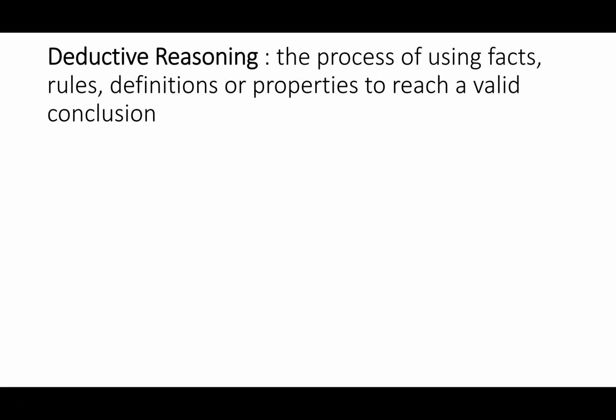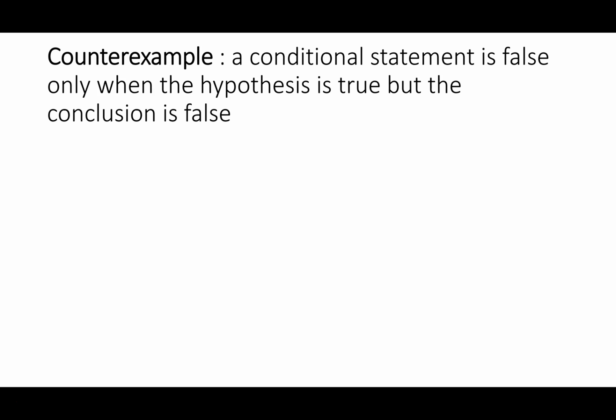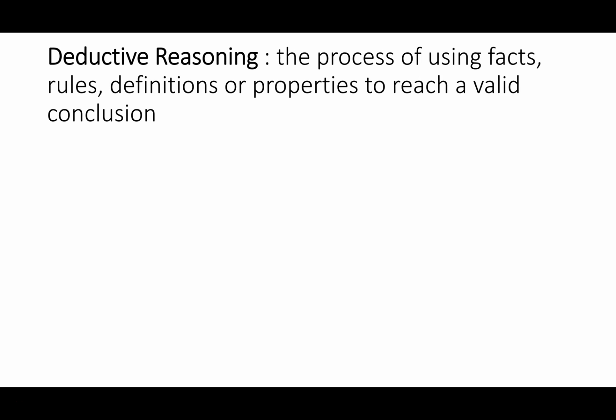Deductive reasoning. Brilliant deduction, Watson. The process of using facts, rules, definitions, or properties to reach a valid conclusion. Really, in a lot of our work we're going to use the addition property or the identity properties. We're going to use those kinds of properties in order to come up with a conclusion about something. So if this is that, then this, and we're going to use different facts or rules or properties that we know in order to say that, yes, this is actually true.